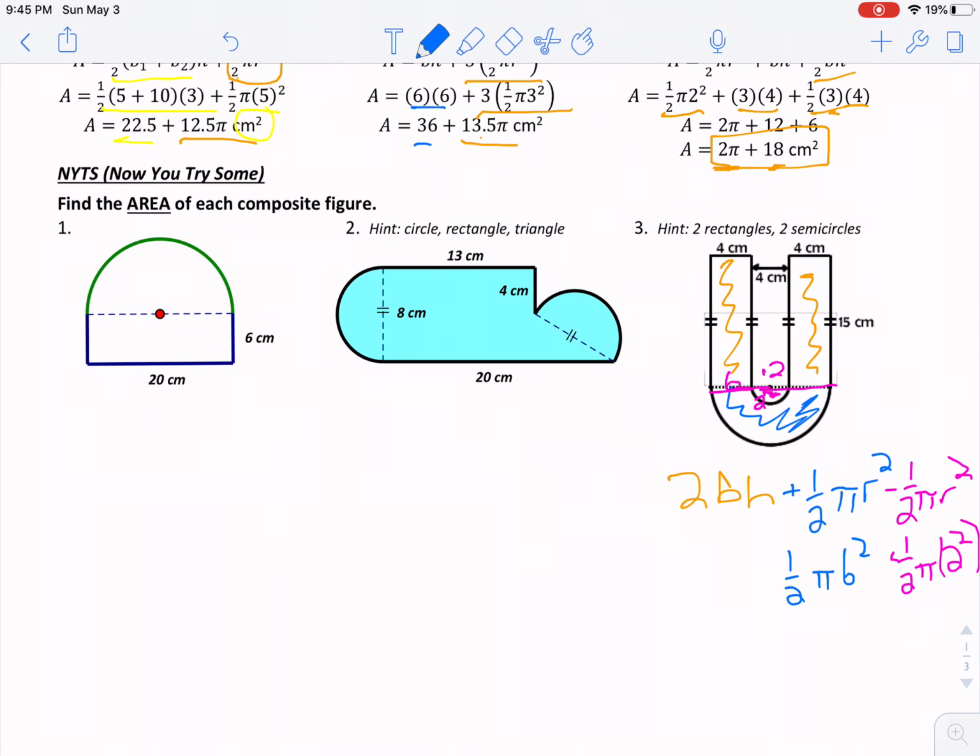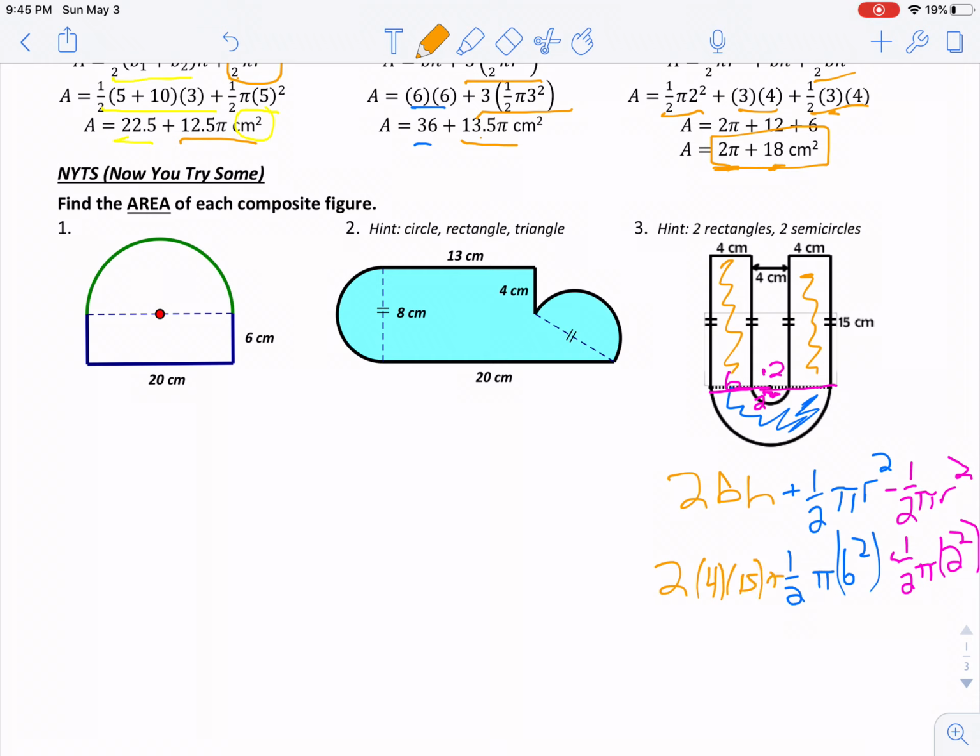All right. For the rectangles, there's 2 identical ones. So 2 times, well, base is 4. The height is 15. All right. When we do our math out here, 4 times 15 is 60, times 2 is 120.